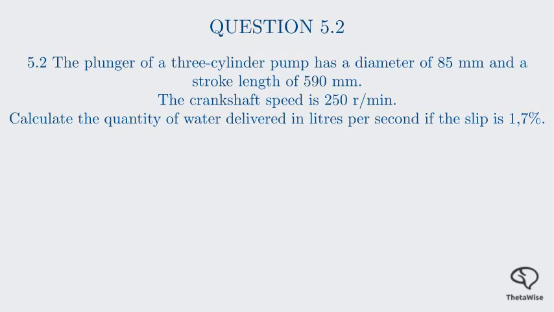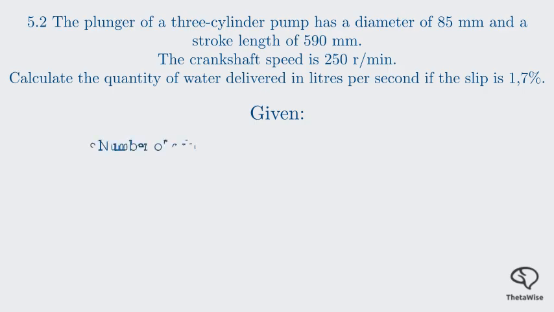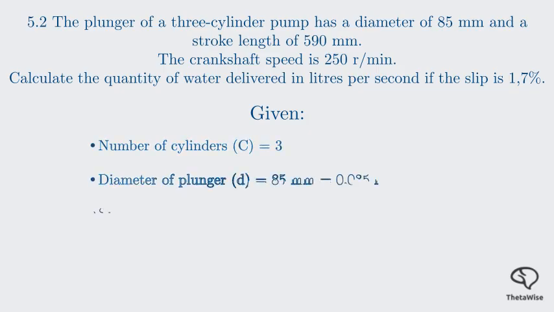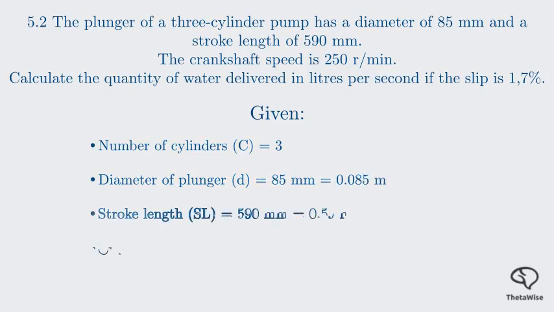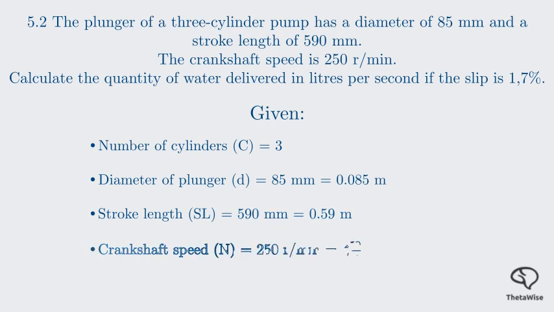Let's first list our knowns and convert units to SI. We have 3 cylinders, so C equals 3. The diameter D is 85 millimeters, which is 0.085 meters. The stroke length SL is 590 millimeters, or 0.59 meters. The crankshaft speed N is 250 revolutions per minute. To convert this to revolutions per second, we divide by 60, getting 4.1667 revs per second. Finally, the slip is 1.7%. We'll use a standard formula for the theoretical volume delivered per second.